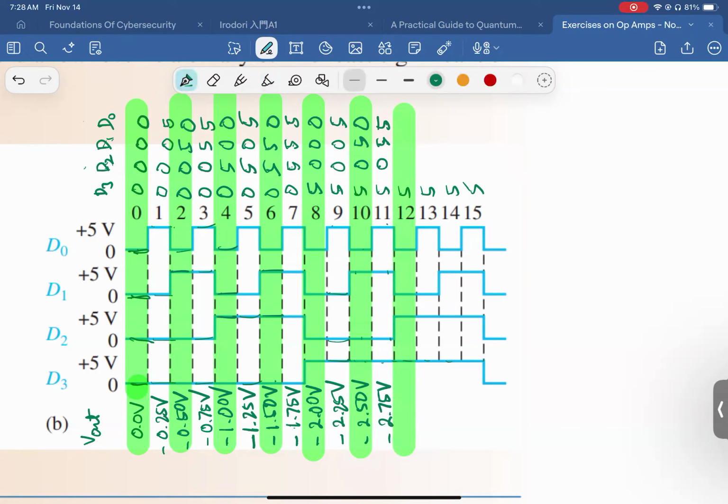Then, this is 5, 5, sorry, 5, 5, 0, 0. 5, 0, 0. So, dito, 1 volt siya, so negative 3 volts. Then dito naman is 5, 5, 0, 5. Okay. And that gives us negative 2, negative 1, negative 0.25. So negative 3.25 volts.